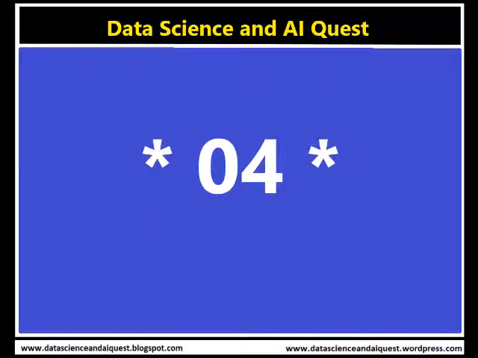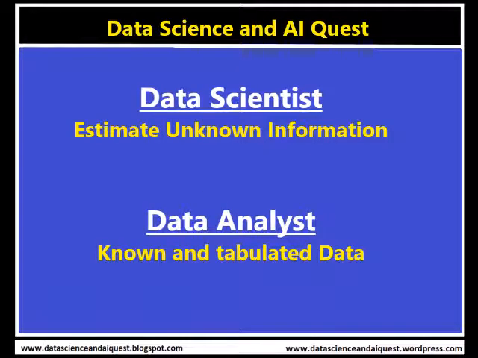Point number 4. A data scientist's work is to estimate unknown information from the known data. So wherever unknown information is there, wherever some data has not been explored, wherever some inferences have not been explored till now, those inferences have not been tabulated or presented as a result, this needs to be done by the data scientist.